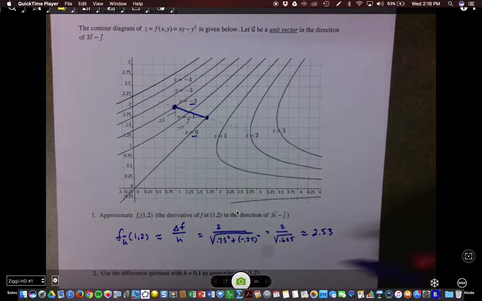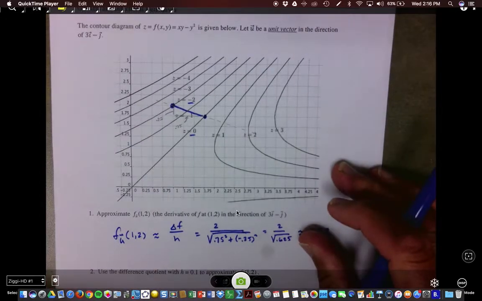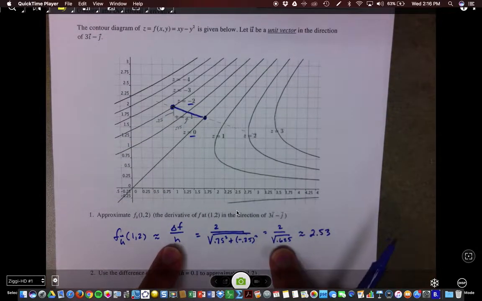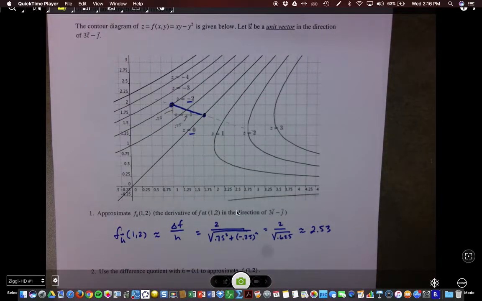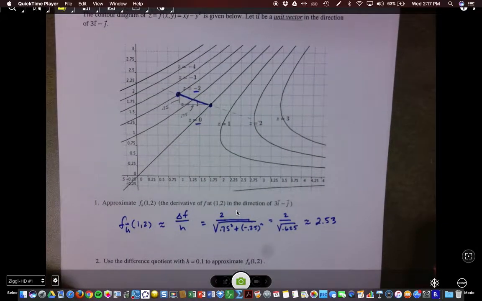You should be thinking that this probably isn't a great approximation, because this value of h is not really close to 0. So we'd like to improve this approximation. Part 2 says to use the difference quotient with h equals 0.1 to approximate this derivative. Let me throw a clean copy of this up here.